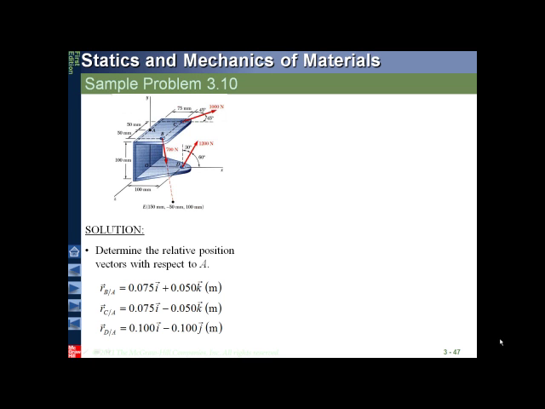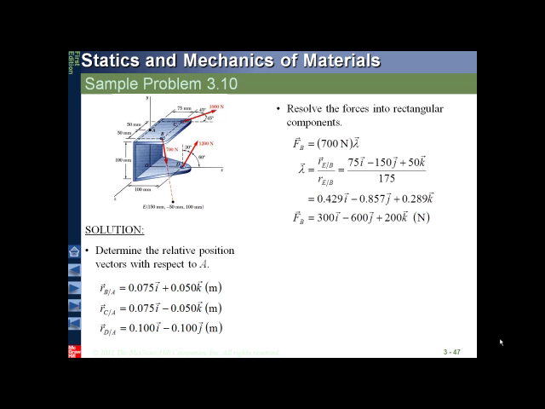And then D relative to A: start at A and walk towards D. There's a positive X. You are dropping down in the Y, or the j, direction 100 millimeters, so that's why you have the negative 100.